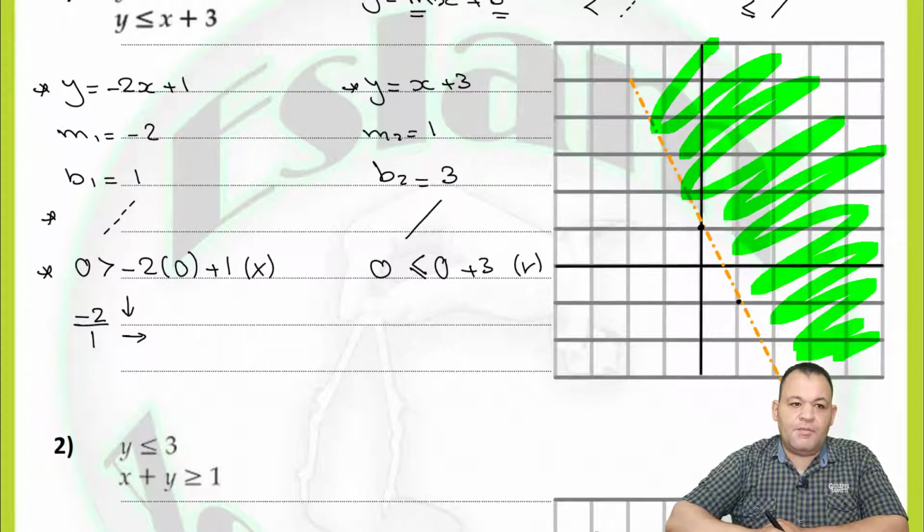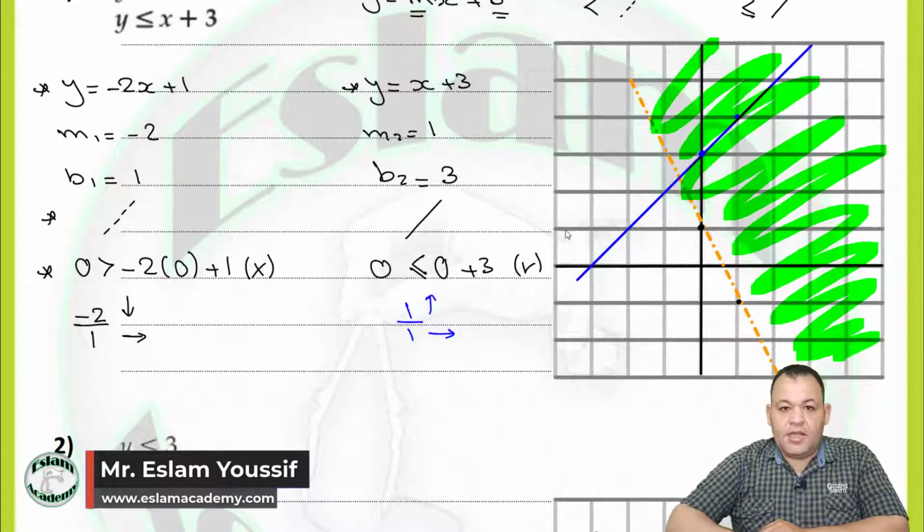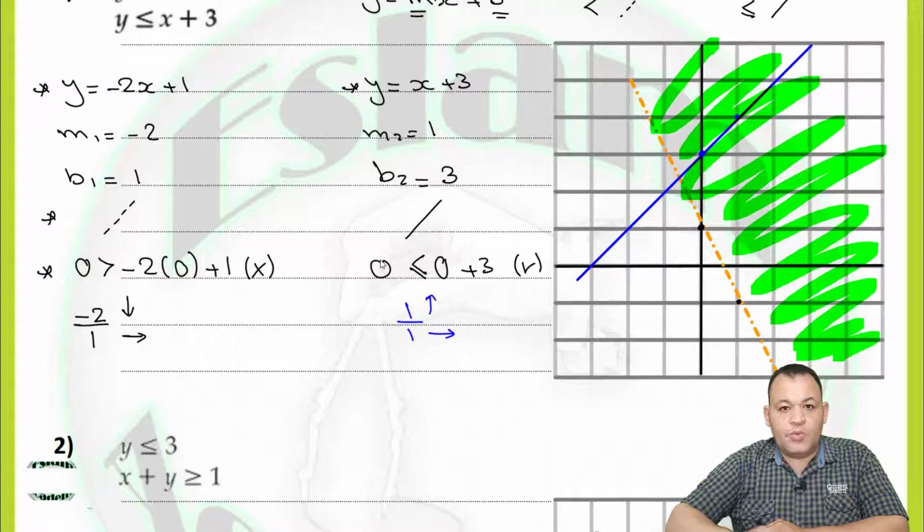Now graphing line number 2. We'll start with the y-intercept, which is equal to 3, and the slope is equal to 1. It means 1 over 1, so rise 1 and run 1. So we'll graph line number 2. We have a point here, so we can graph the line. The second line is a solid line. Now step number 3, which part will be shaded?